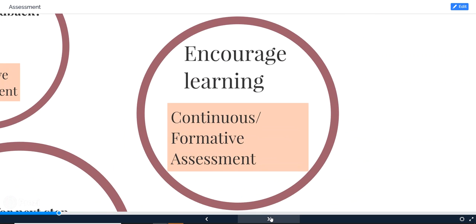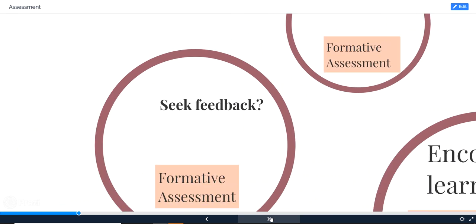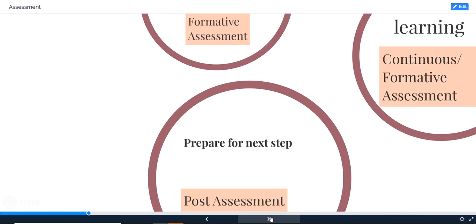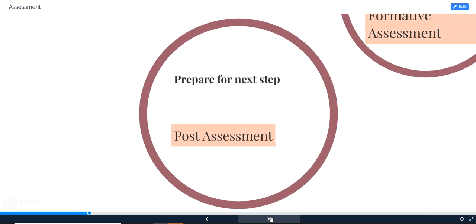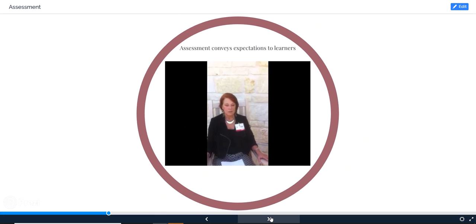Encourage learning, continuous formative assessment, and also measure informative assessment. We seek feedback. We also prepare for the next step. We talked a lot about having the curriculum or the learning objectives, learning outcomes, student outcomes, which mean the same thing, aligned with the instruction and the assessment.